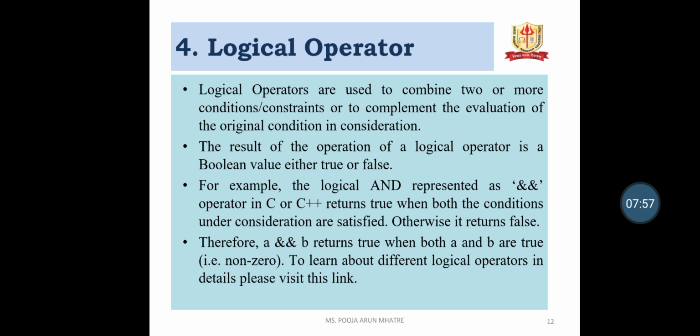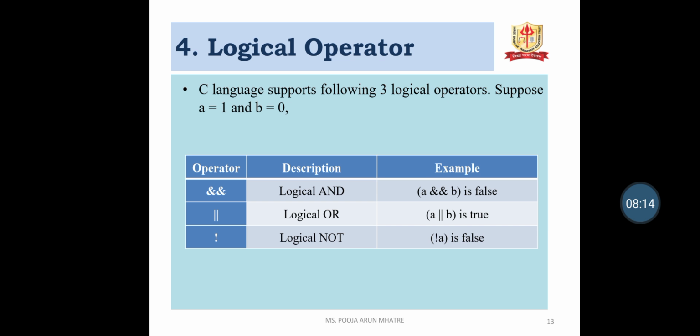So therefore, A logical AND B returns true when both A and B are true, that is, non-zero. To learn the different logical operators in detail, C language supports the following three logical operators. That is, two ampersand signs, logical AND. A logical AND B is false. That means A is not equal to B.